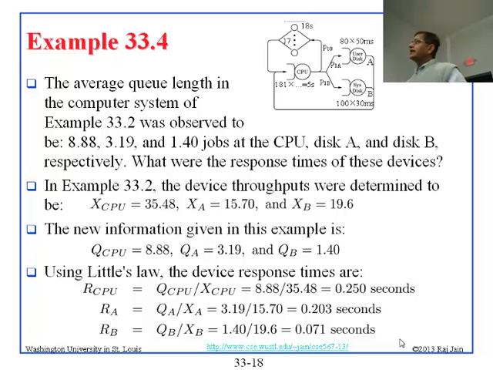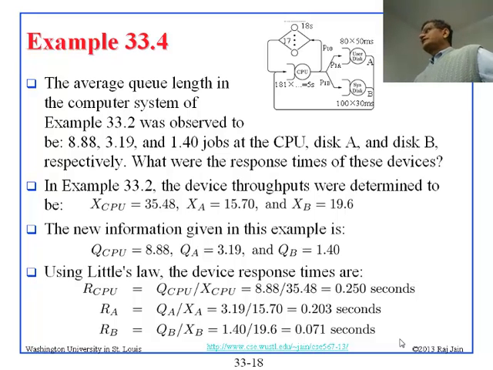So now with this new knowledge, we can do a lot more on that previous example. Rest of it is all as before, so I'm not going to repeat all this, but this is exactly the same example that we have been going through. 80 visits, 100 visits, 1 visit, 17 systems, and everything else. So we know the device throughputs, X CPU, XA, and XB. Now, somebody tells me that they measured the queues, and the queues are 8.88, 3.19, and 1.40. If you know the queues, then we can calculate the response times, because the response time is equal to Q upon X by Little's law.